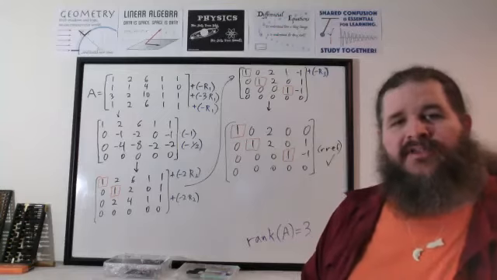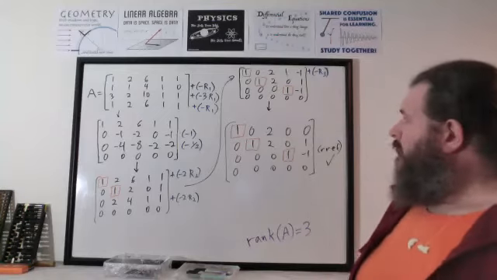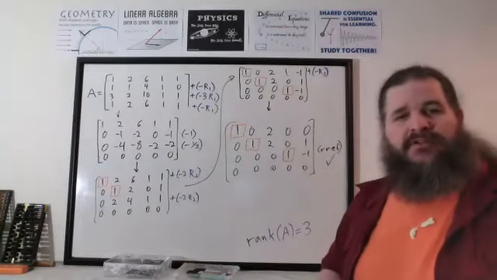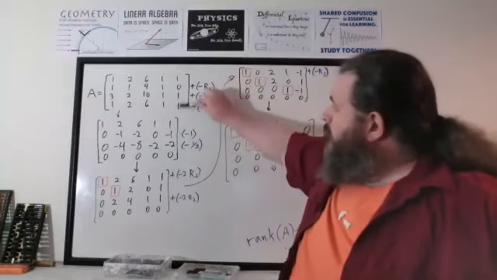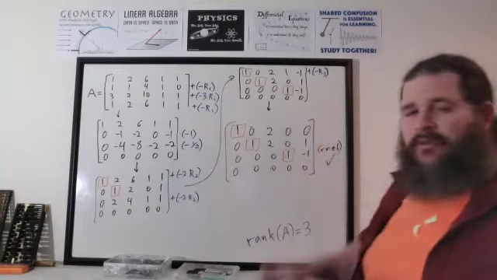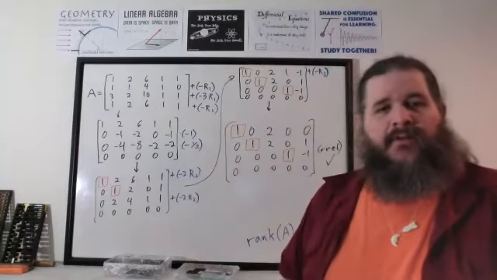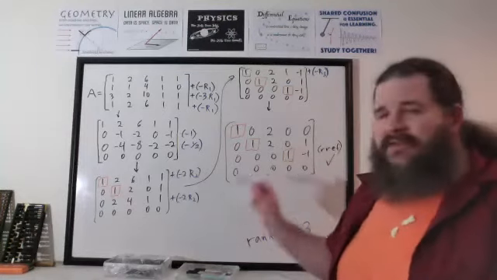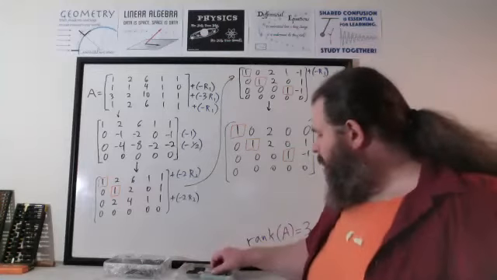And that essentially tells you how much unique information the rows and columns have. We had 5 columns, but only 3 of them are really important. The others are just duplicating information the others had. We have 4 rows, but only 3 of those rows are really important. The 4th one was just duplicating information the others already had, which is why it's able to cancel out. And we can use those pivots to write out a basis for the row space and the column space.